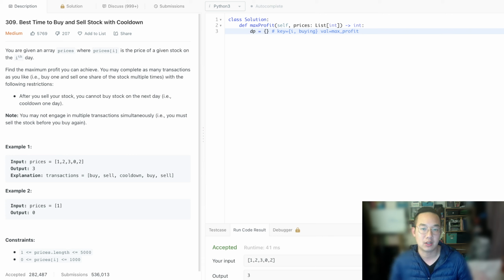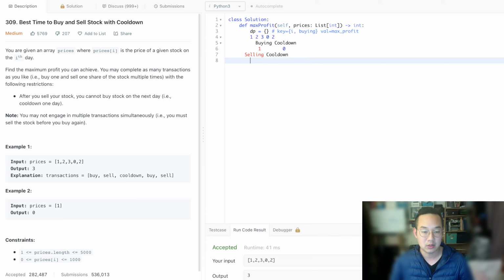So what does that mean? Let me show you what I mean. At index 0, we can either buy or cool down. At this particular point, we can buy for 1, or cool down, which costs us 0. Then we will buy again. Then we can only sell or cool down.